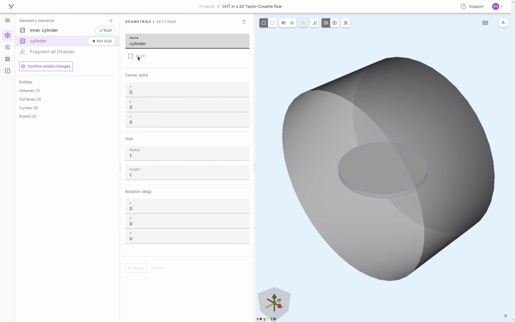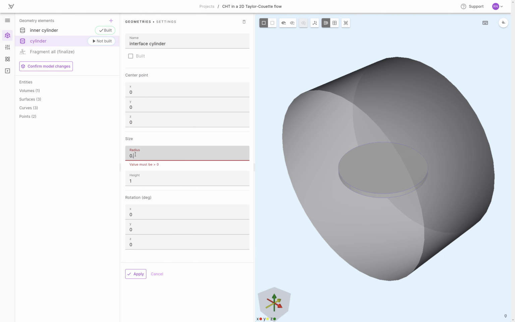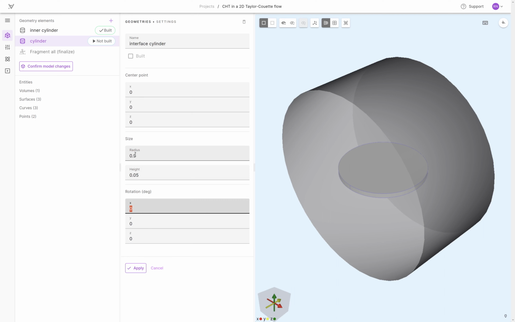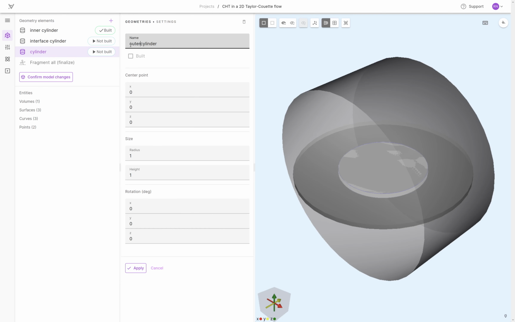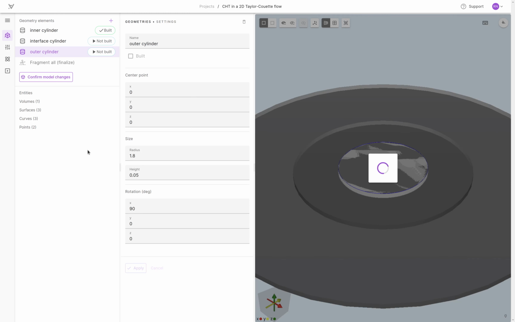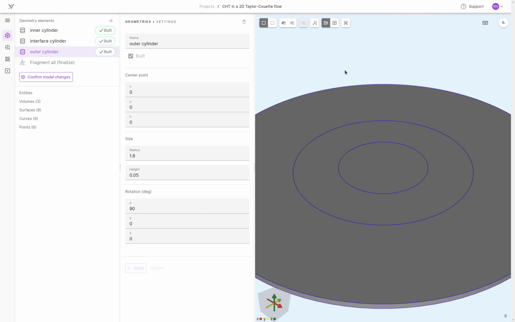We now create the interface cylinder, whose radius was 0.9 meter. We provide the same height and rotation. Finally, we provide the input for the outer cylinder, whose radius was 1.8. We provide the same height and rotation. Once we build it, we see all the three cylinders that are created.